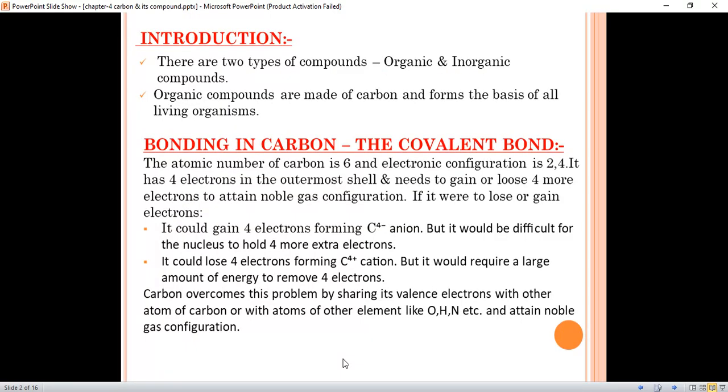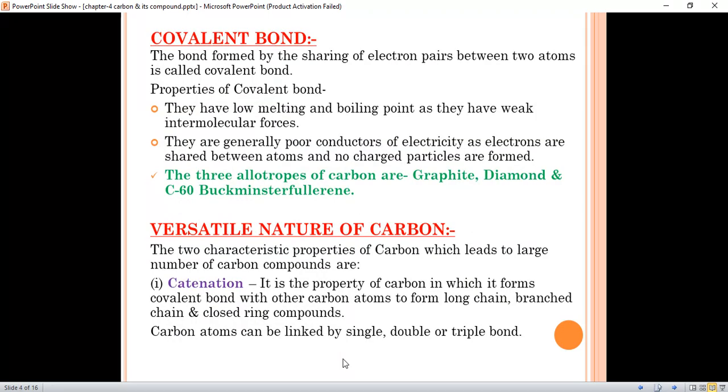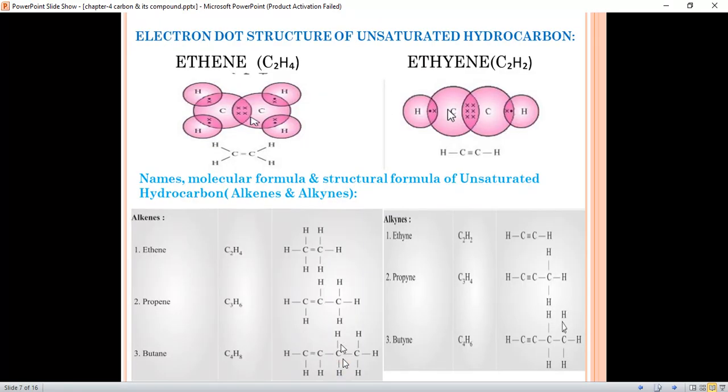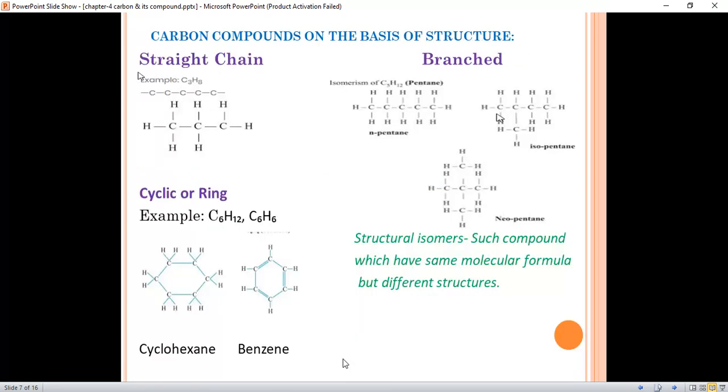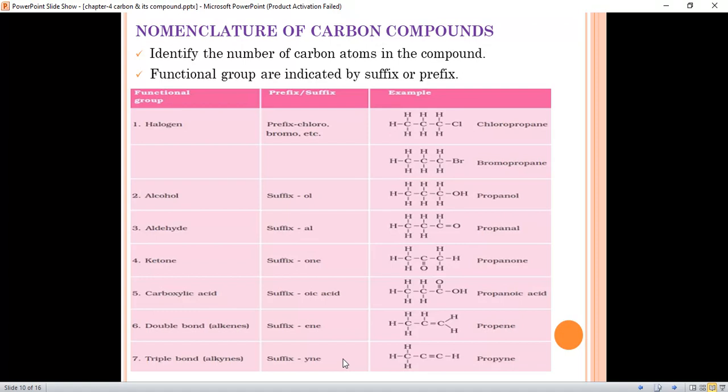Okay, so what topics have we read in part 1? We have read there are two types of compounds, organic and inorganic. We have read about the covalent bond, that it is formed by the sharing of electrons. We have read about its properties. Then we have read about the two properties of carbon, which are very important for the formation of different types of compounds, that is catenation and tetravalency. Next we have read about hydrocarbons. There are two types of hydrocarbons, saturated and unsaturated. Again, we have seen the electron dot structure of the saturated and unsaturated hydrocarbons. We have seen the carbon compounds on the basis of their structure, straight chain, branched and cyclic. We have read about the functional group and the homologous series also. Next, we have seen how we should write the name of the organic compounds or the carbon compounds, that is in the nomenclature section.